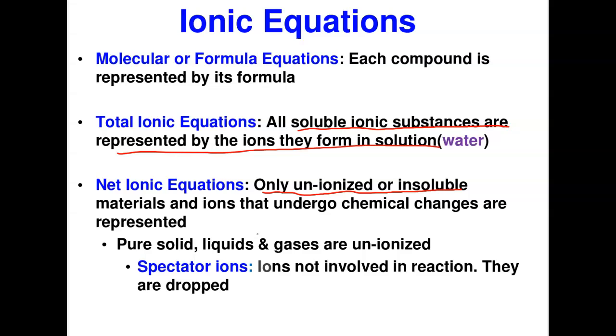Now, if you write your total ionic equation, you'll find out that some species will occur unchanged on both the left and right side of the equation. If you remove those species, what you are left with will be the net ionic equation. And those that will be left will only be those that are unionized, and of course, those will be pure solid, pure liquid, and gases that are in the unionized form. And those that are removed, that did not take part in the reaction, will be discarded. Those particular ions are what we call the spectator ions.